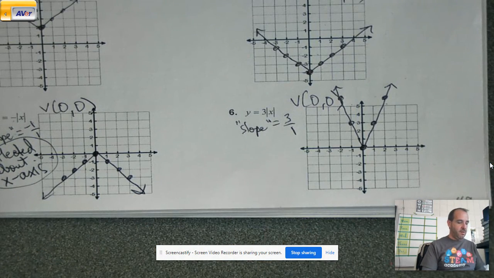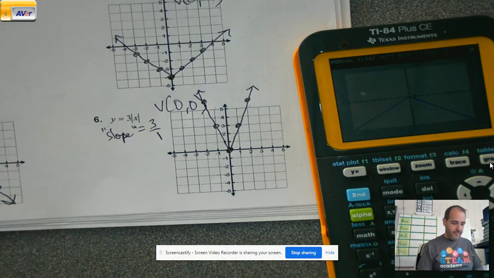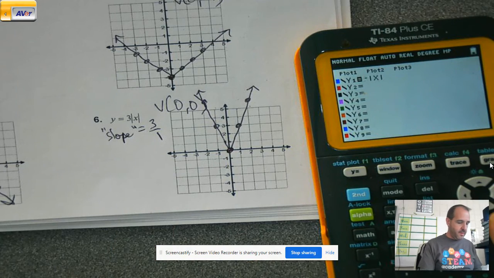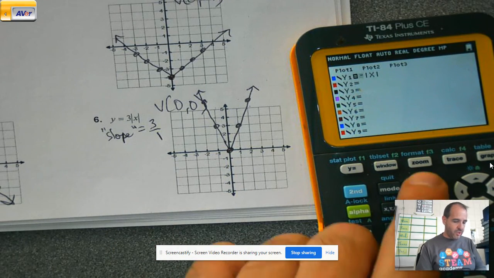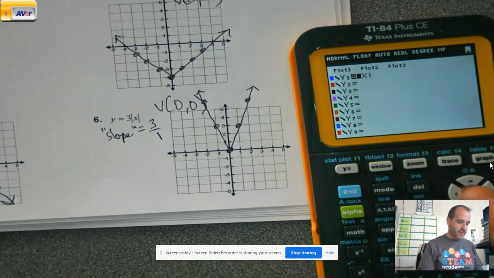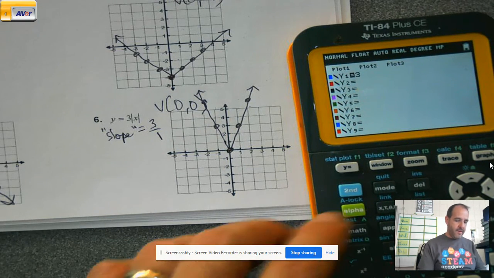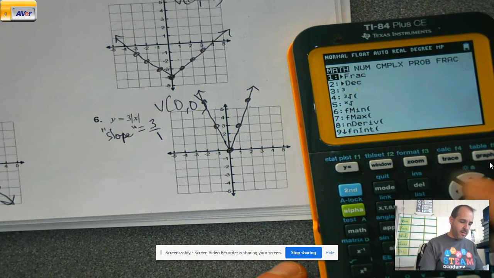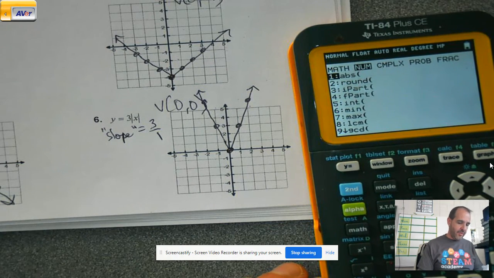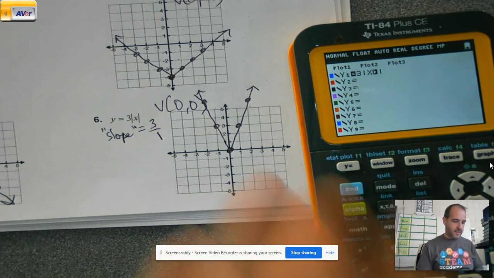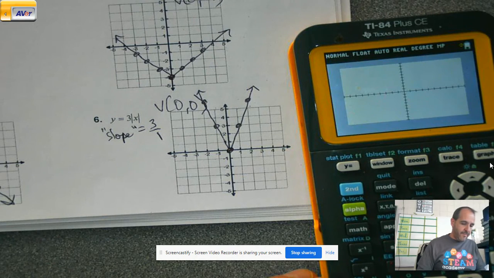Get my graph in. Again, just so we can kind of see it with the technology as well. All right, I don't want that negative anymore, so I'll hit delete. I do want, though, a 3 in front. I don't know if this is going to work. Nope, got to do it again. All right, let's start over. 3, math, numeric, absolute value, x, graph. So same V shape, okay?